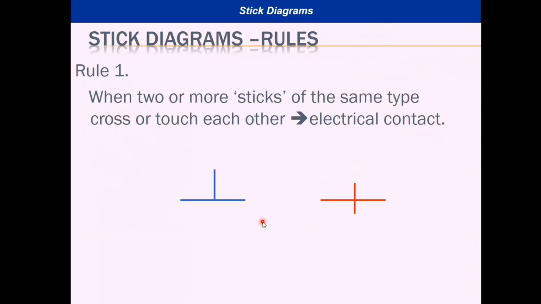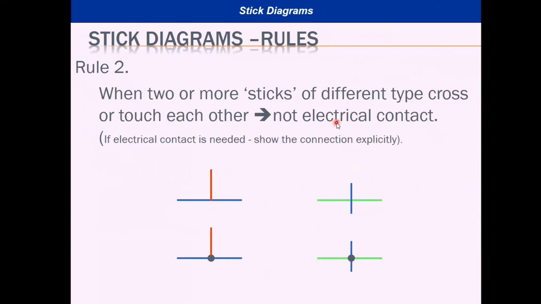Some rules we have to follow while drawing the stick diagrams. The first rule is when two or more layers of the same type cross or touch each other. For example, in the first diagram, a horizontal layer and vertical layer are touching each other. That means both the horizontal layer and vertical layer are interconnected. Similarly, in the second line also, both layers are of the same type. It indicates that there exists an electrical contact.